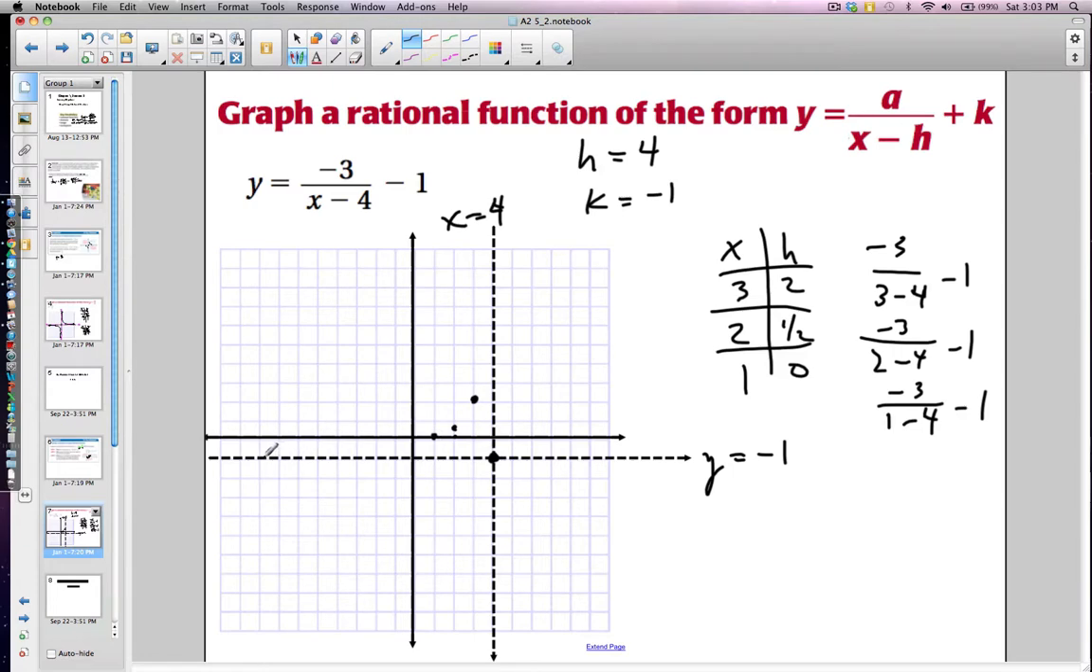So these are my 3 points. I'm coming along one asymptote, I go through the 3 points, I go out along the other asymptote. And then I want to compare to this point here.